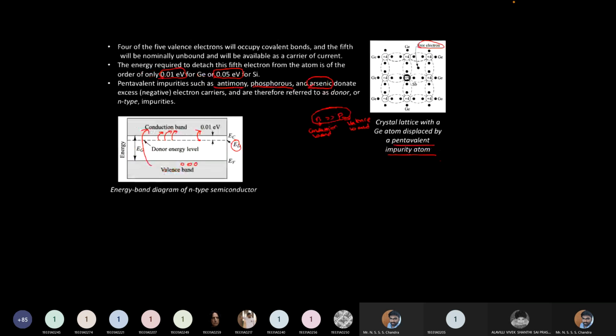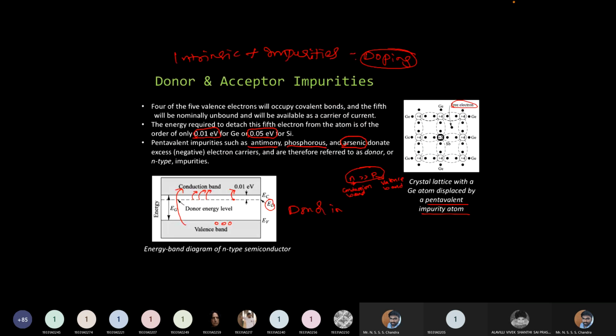Because they are donating the electrons, they are often termed donor atoms, and this type of impurity is called donor impurity. Here you should also remember that once they donate the electron, they become positive ions. A neutral donor atom on donating an electron becomes a positive ion, so the donor ion has a positive charge. Because they contribute these electrons, they are also known as N-type impurities, because N-type particles are now more in number.